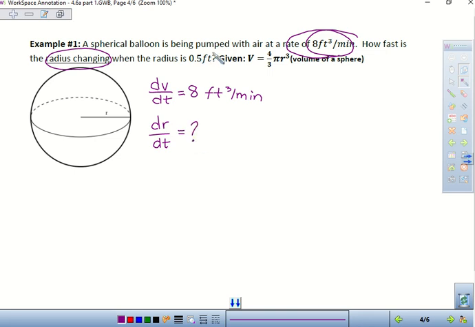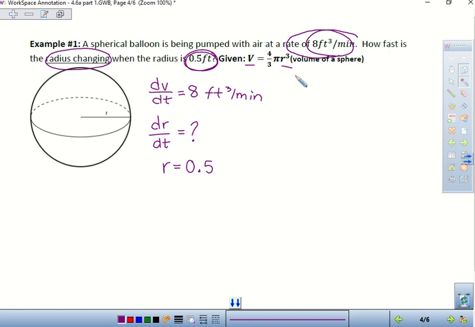And then they're just telling me what the radius is. Is that a rate or a value? It's a value. So r equals 0.5. So now what we're going to do is look through and think through this problem. There's only two variables in this equation, volume and radius, correct? Those are the only two things that could change. If you are expanding a balloon by pumping it with air, is either the volume or the radius going to stay the same at any point? No, they're both changing.